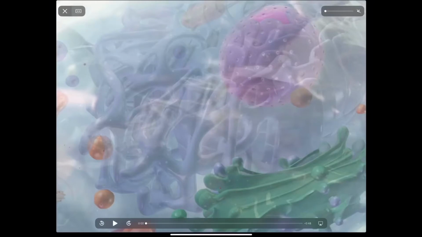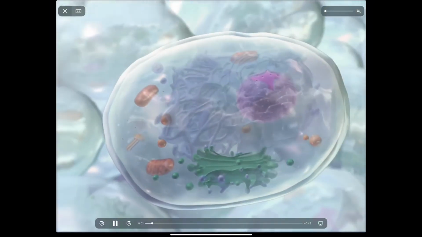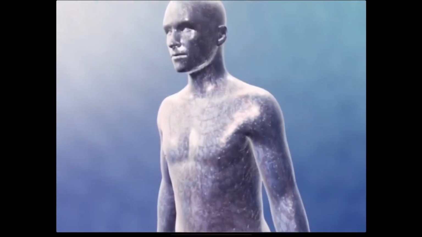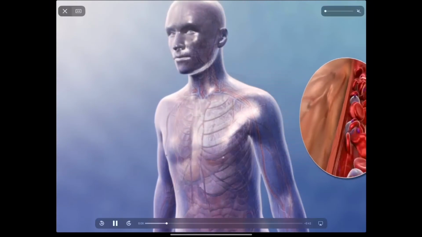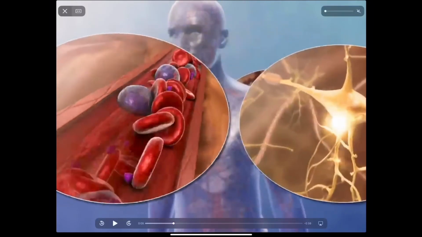Okay, so let's see. Can you identify the cells that are flowing here in this blood vessel? So can you identify at least one of the cells that are flowing in this blood vessel on the left-hand side of the screen? And can you number that question 1 when you type it back on Teams?